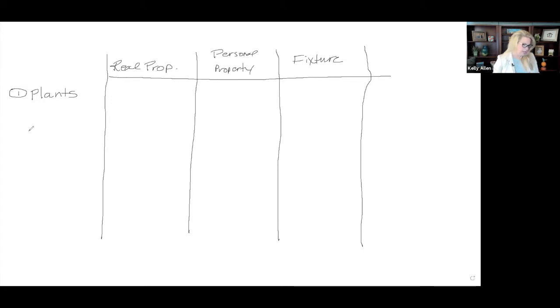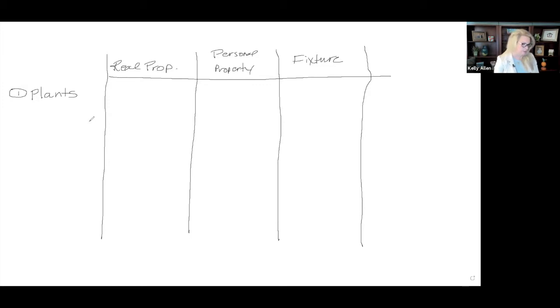Then we're going to talk about manufactured homes. Then we're going to talk about trade fixtures in commercial lease agreements. But let's start with plants just because I don't want to run out of room right out of the gate. So we're going to start with plants.